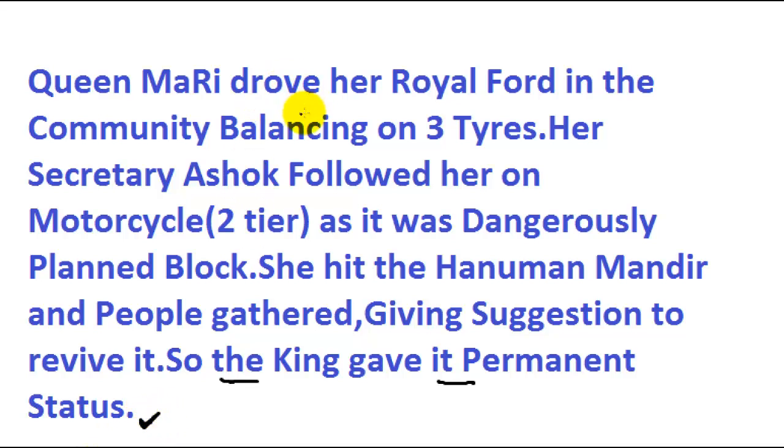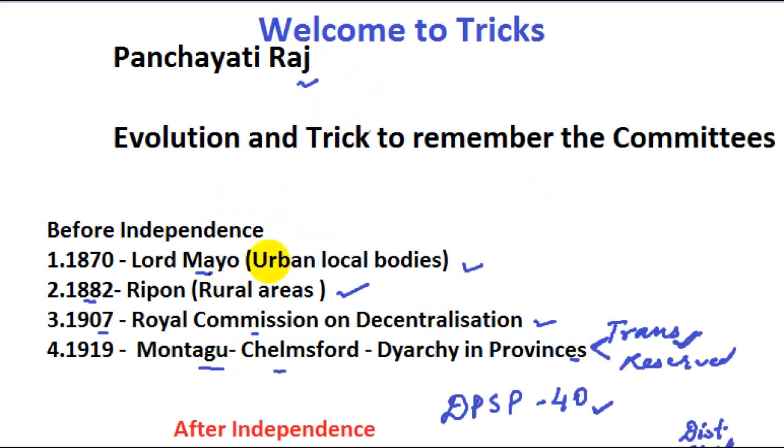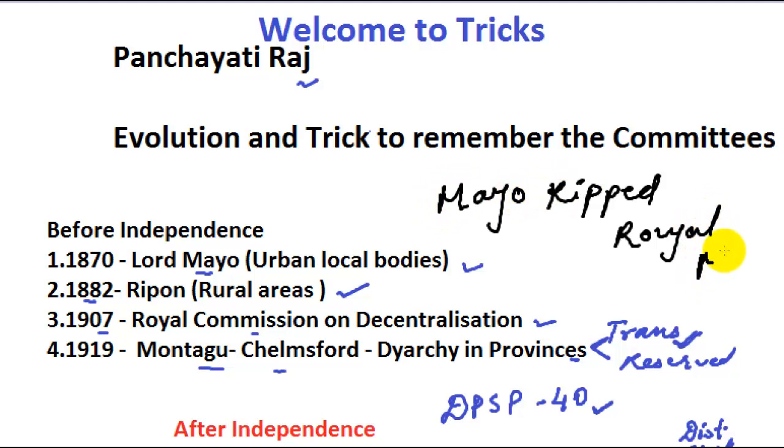Now let me relate this story to the committees. Queen Mary. Here MA stands for Mayo and RI for Ripon. There is one more trick to remember the evolution of Panchayati Raj before independence. Just a simple sentence: Mayo Ripon Royal Mountain. Lord Mayo, Ripon, Royal Commission on Decentralization, Montague Chelmsford reform.